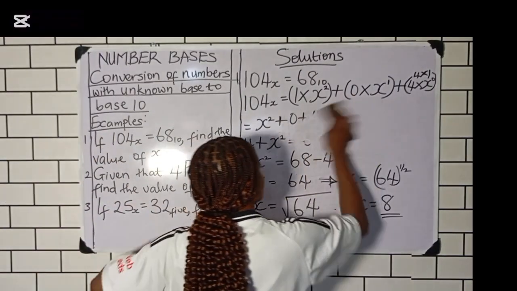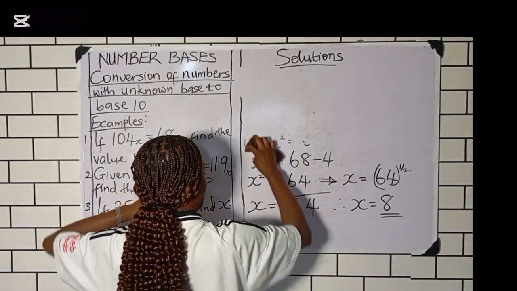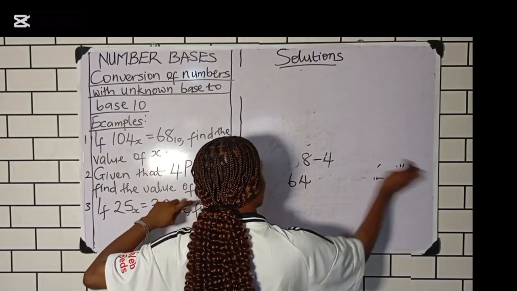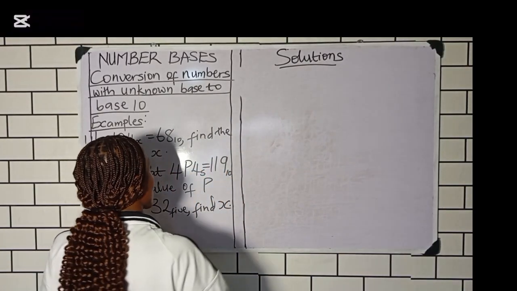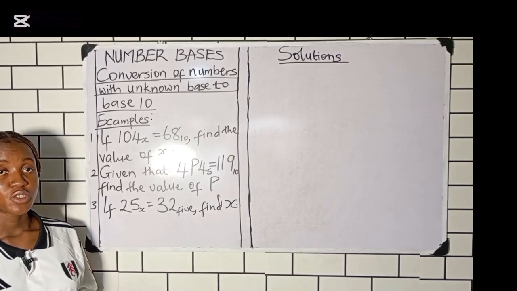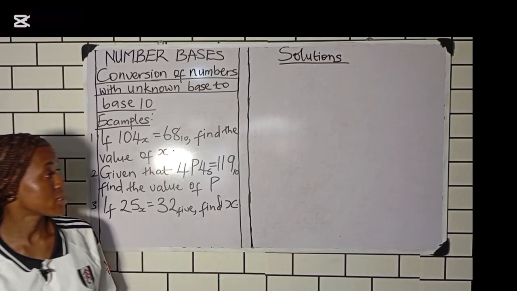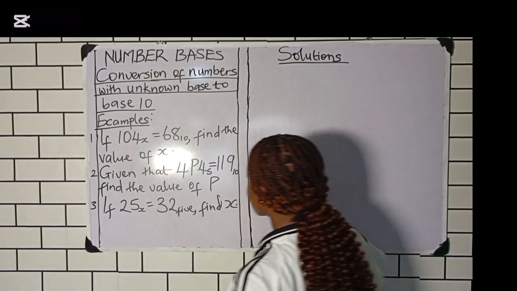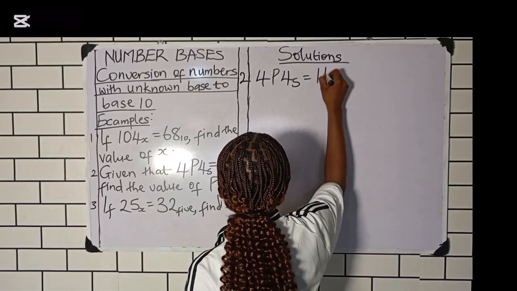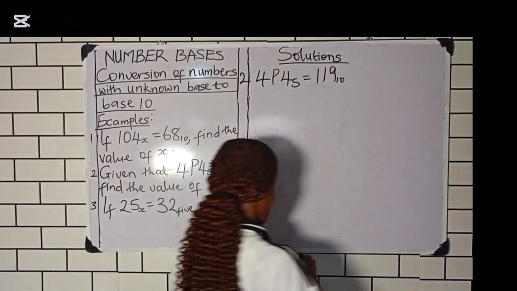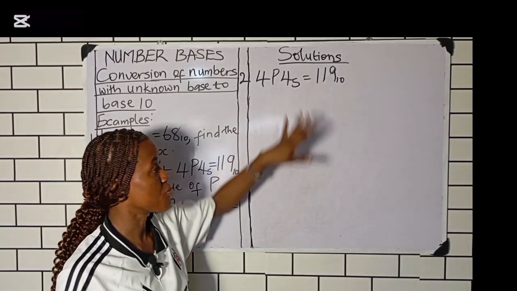Moving further to question number 2, we are given that 4p4 in base 5 is equal to 119 in base 10. We should find the value of p. Now number 2, we have 4p4 base 5 is equal to 119 base 10. Just like we did in number 1, what you have to do is, first of all, convert this left hand side to base 10, so both terms can be in the same base.